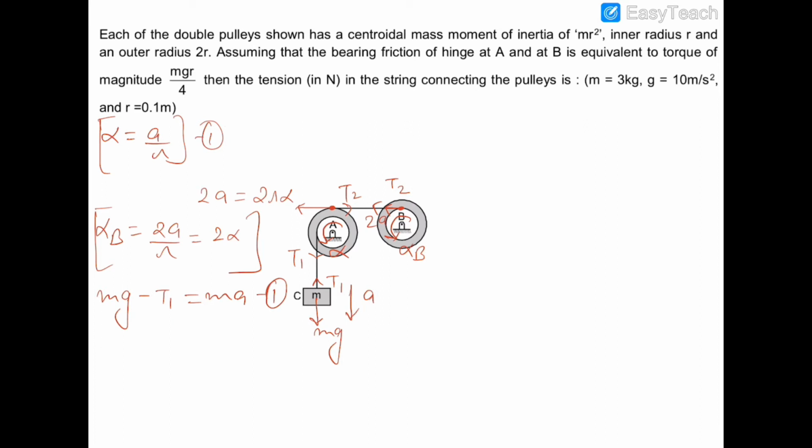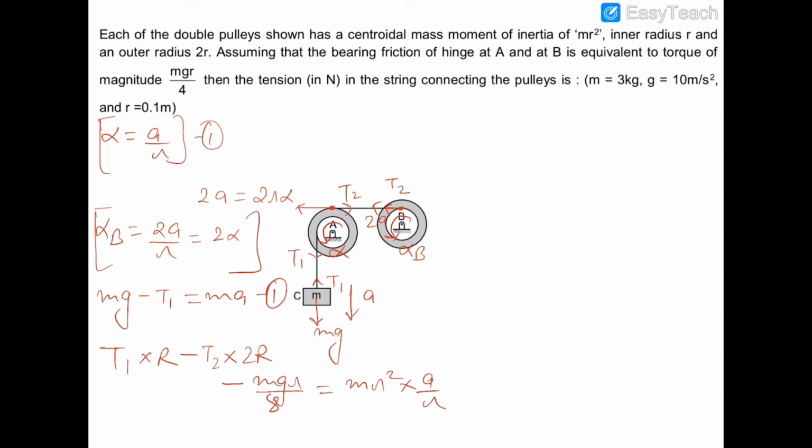Now you can see that the equation of torque acting on this pulley would be T1 into R minus T2 into 2R, because this T2 is at a distance of 2R, and also the resistive torque. So the total resistive torque of both the pulleys is given as mgr by 4. I am dividing this resistive torque equally in both the pulleys. So the resistive torque in pulley A would be mgr by 8, and this is equal to I alpha, where I is given as mr square and alpha is given as a by r by the equation number 1.